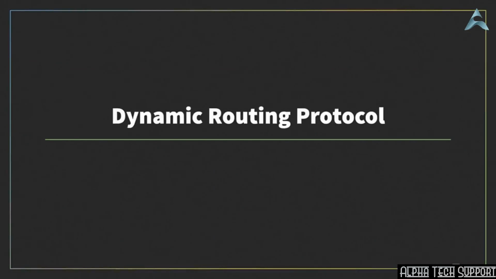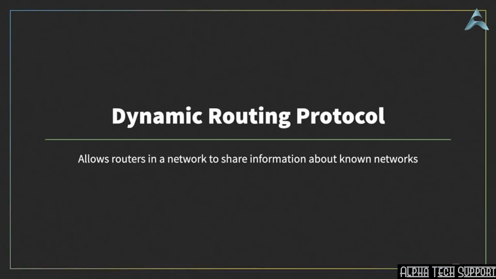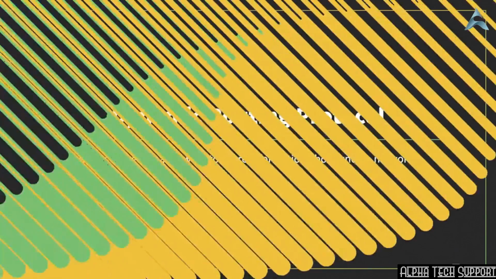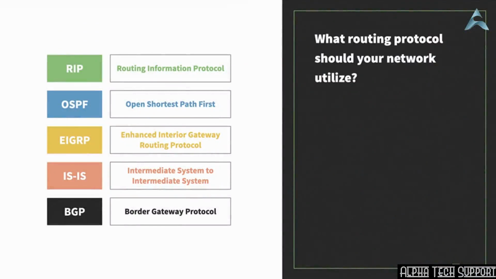Even though we could go into a router and add a bunch of static routes, that's not going to scale well for the enterprise. For medium to large size networks, we need a dynamic routing protocol typically. A dynamic routing protocol allows routers within the network to share information about known networks. And we have several to pick from. We see some of those listed here on screen. And a question that a network designer might ask is, which routing protocol should we use?